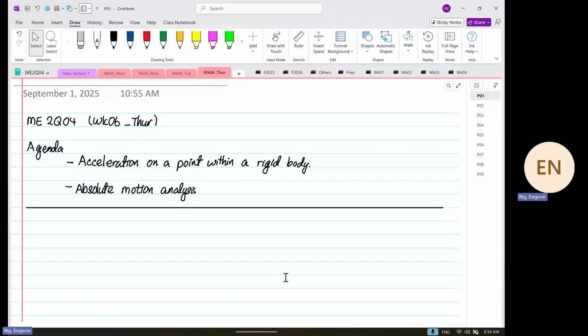Thursday, and I'm going to carry on with the lecture that we finished off on Tuesday. So we were doing acceleration on a point within a rigid body, and we're going to do one example on it. Then we're going into absolute motion analysis.